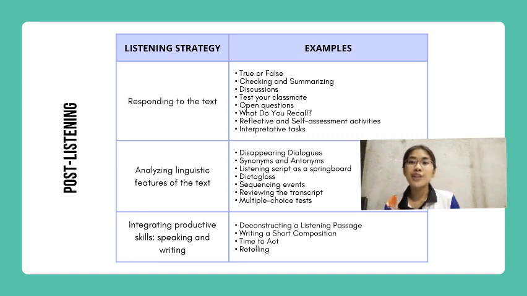Another example is checking and summarizing. It is an indication that the students have understood the text that they listened to if they can summarize its content. It could be orally or written, but if they summarize it correctly and really well, then they really understood the text. Another example is discussion. The teacher can ask the students to have a short discussion of the topic taken from the listening task. And the students can also give comments about the topic.